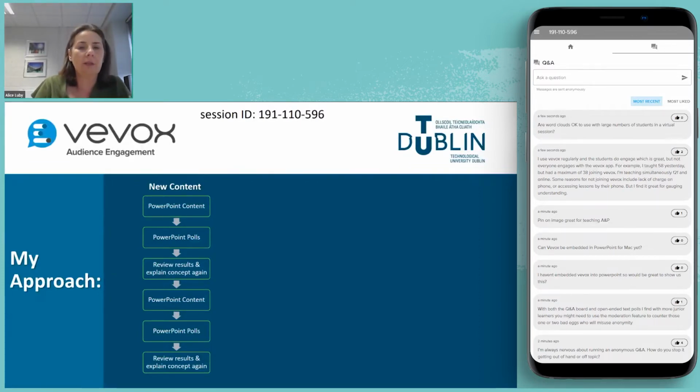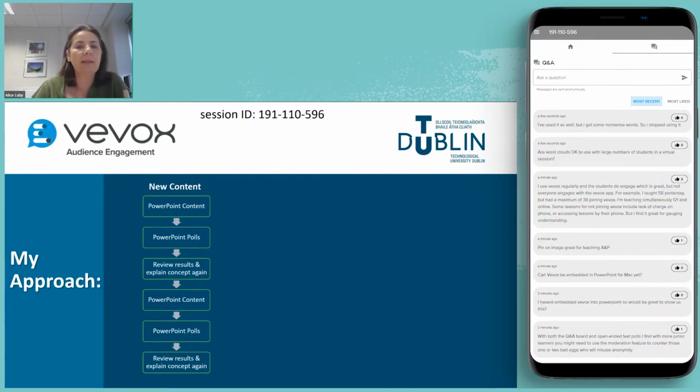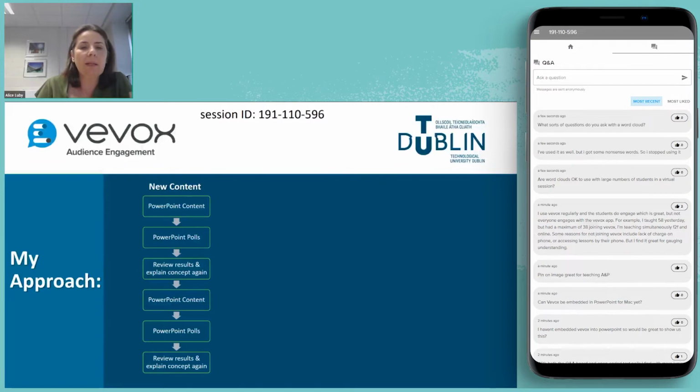In my first session where I'm presenting new material, I use PowerPoint and I have the polls embedded within PowerPoint. So basically I run a few PowerPoint slides, then I run a few polls within PowerPoint. When the students' answers come up, I use a graphic pad with a pen if I'm doing it virtually, or I'll use the whiteboard if I'm doing it in a classroom, because I use this approach in both. It's used in both virtually and in a classroom in the same way.